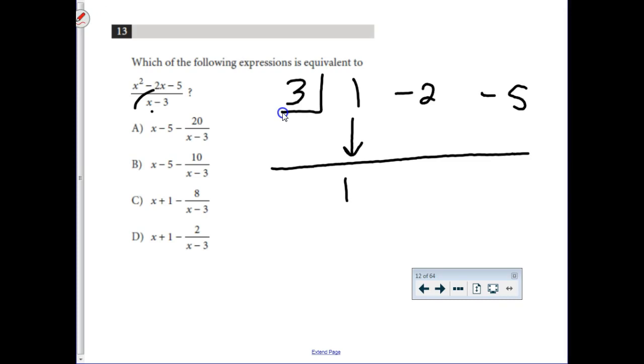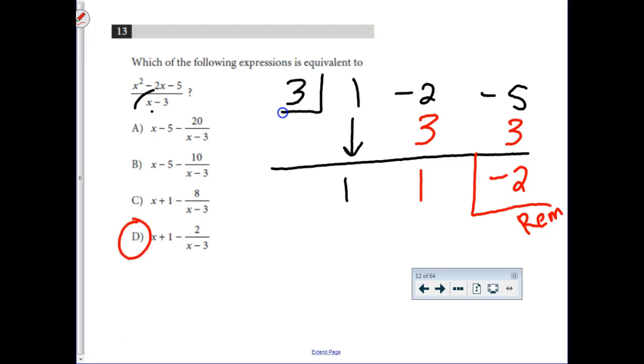Here we go. 1 times 3 is 3. And I think I'm actually done, but let's keep going anyways. 1 times 3 is 3 again. Add these up, you get -2. What is this last number you get in synthetic division? That is the remainder. So I'm looking for an expression with coefficients 1 and 1 and a remainder of -2. Ladies and gentlemen, it's B. I love synthetic division. Actually, I like long division too, but not enough to do it on a test. All right, number 14.